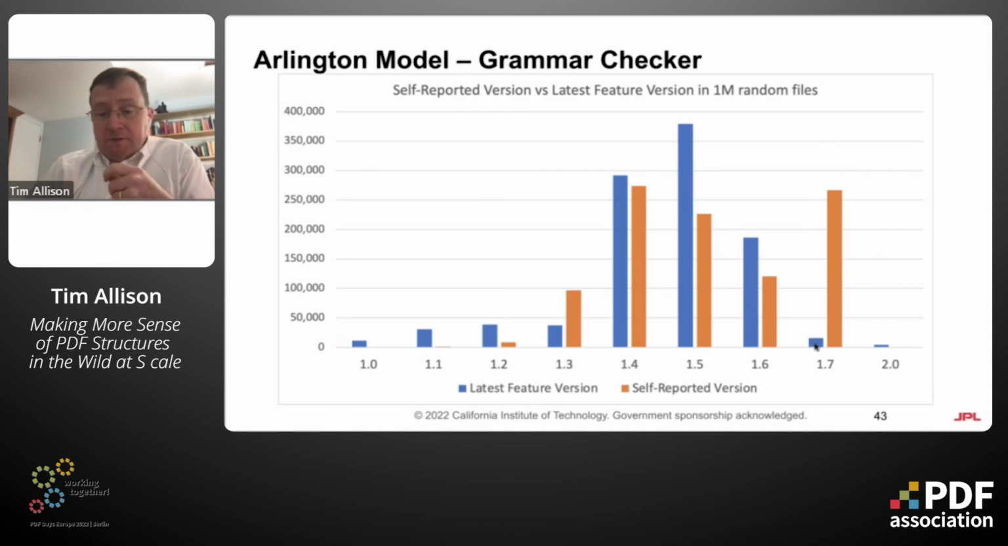So in this graph, you can see that the latest feature, when it says 1.7, or a bunch say that they're 1.7, self-reported version, the ones that say that they're 1.7 typically aren't. There's something else, or more often do you have the latest feature being 1.5 than those PDFs that allege that they are 1.5. So this is just the tip of the iceberg of the power of Arlington and what it will bring to the industry and to parser developers and PDF consumers. It's a tiny thing, but it's just amazing.